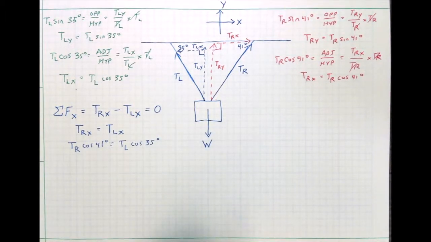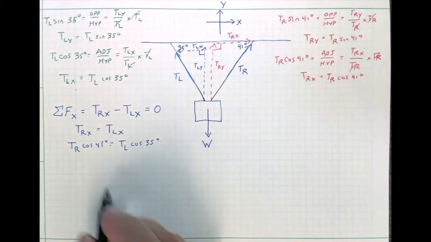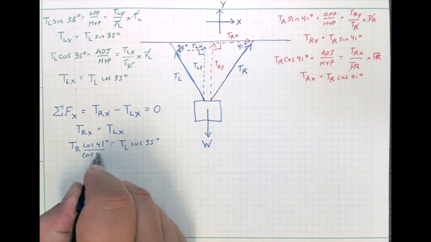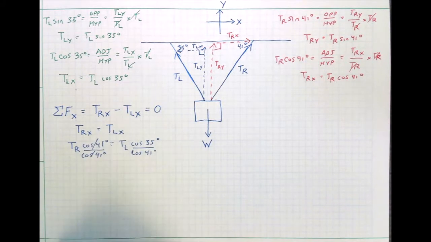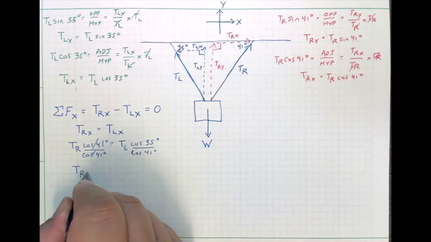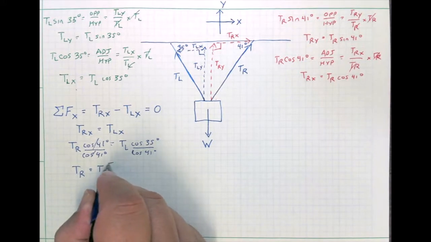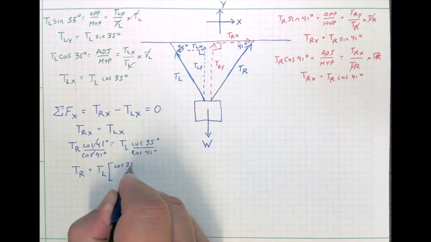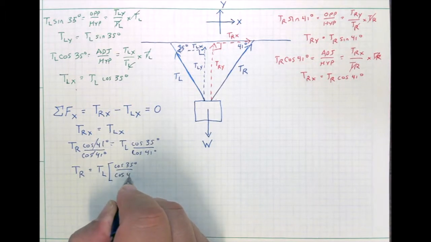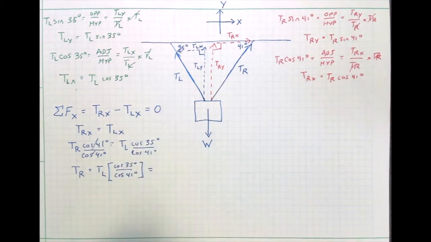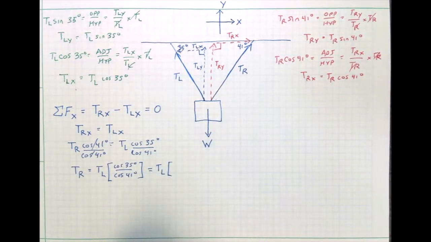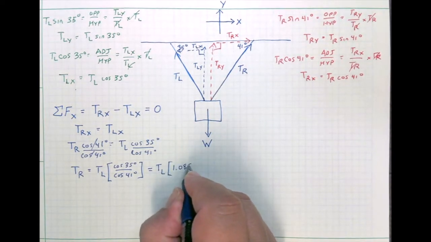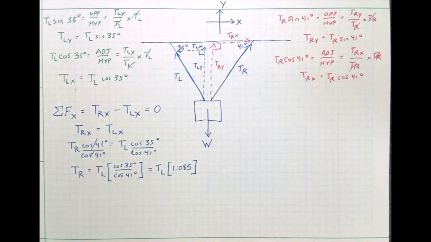At this point, let us solve the equation now for TR. In other words, let's divide both sides by the cosine of 41. That'll eliminate that, and then we get TR all by itself. TR is going to be TL times this quantity right here, cosine of 35 degrees divided by cosine of 41 degrees. Plugging those figures into the calculator, we find that the quantity in brackets is 1.085.